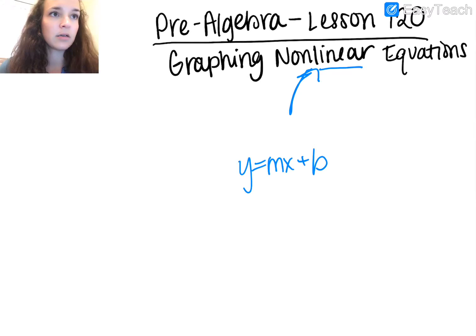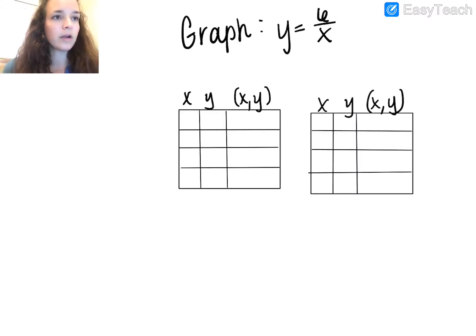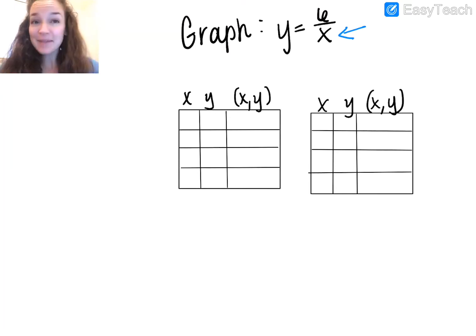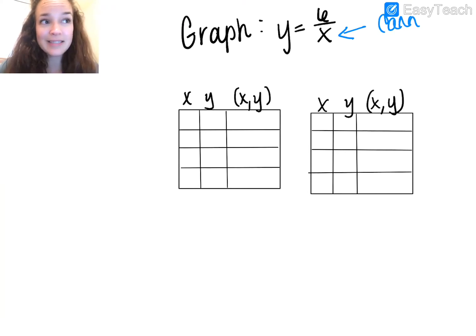Okay, so we are going to look at this one first. So graph y equals 6 over x, okay? So I hope some of you are already right off the bat looking at this and going, Ms. Gutierrez, there's an x in the denominator. And what did we say about that? We know that it cannot be what? 0. That's correct. I know that's what all of you are thinking because I can read your minds.